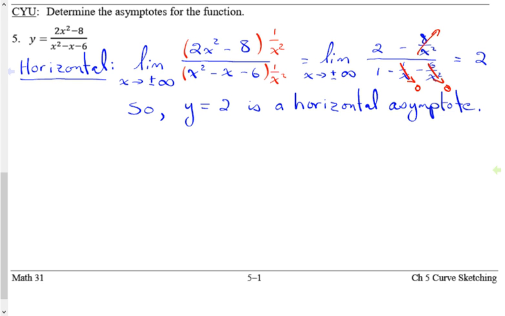You may not be allowed to do that in a future calculus course, but I'm going to say for us that's good enough. Rather than having to write it all out for x approaching positive infinity and then doing exactly the same thing for x approaching negative infinity, we'll just be a little more efficient that way. And that gives us our horizontal asymptote of y equals 2.